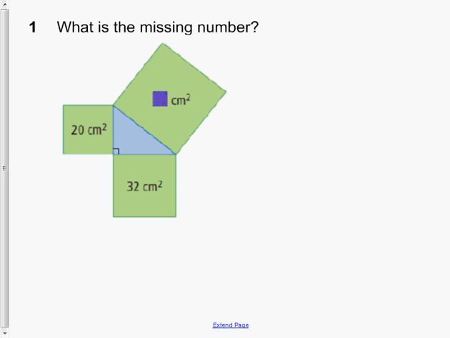This is section 3.2 of your MathLinks 8 book. This is on the introduction to Pythagoras. So the first question says, what is the missing number?